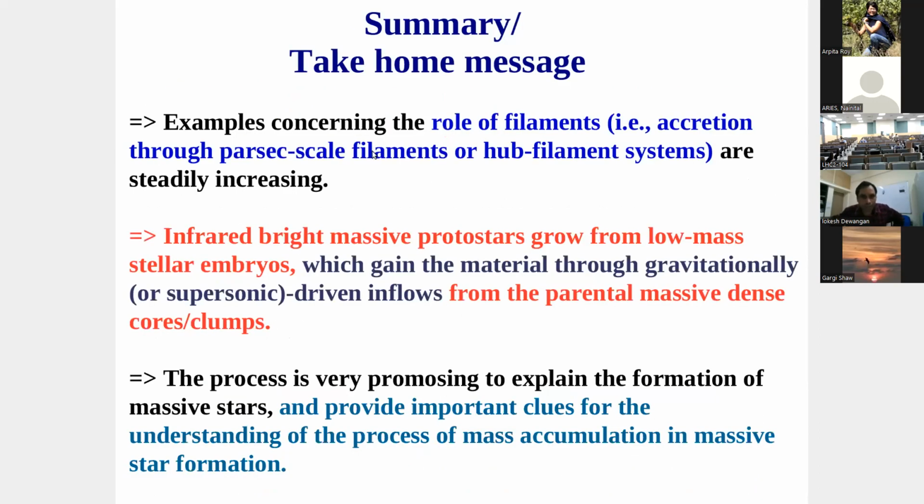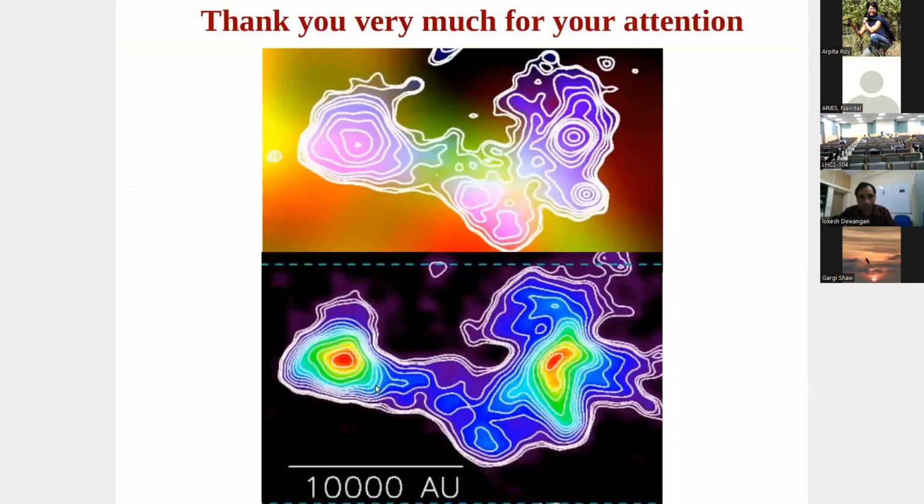So the take-home message from this talk is that examples concerning the role of filaments, accretion through filaments, are steadily increasing. The infrared bright massive protostars grow from their low mass sources, which gain material through gravitational or supersonic driven inflows from the parental molecular massive dense cores and clumps. This process is very promising to explain the formation of massive stars and provides important clues for understanding the process of mass accumulation in massive star formation. One of the challenges in massive star formation is what the mass accumulation process is. So with these results, I conclude here, and thank you very much for your attention.